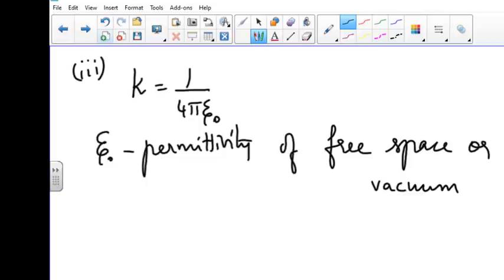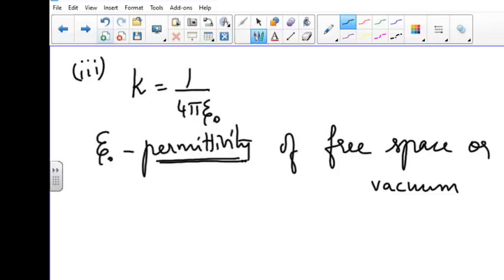What do you mean by the term permittivity? It is how many lines of force a medium allows to pass through it. For example, the number of electric lines of force varies from medium to medium, so in a medium it differs from that of the vacuum. How many electric lines of force that particular medium allows to pass through it, permittivity is the measure of that.